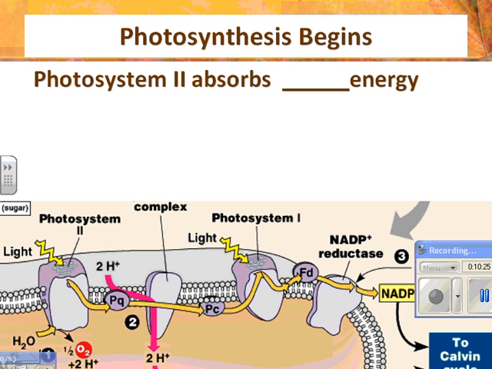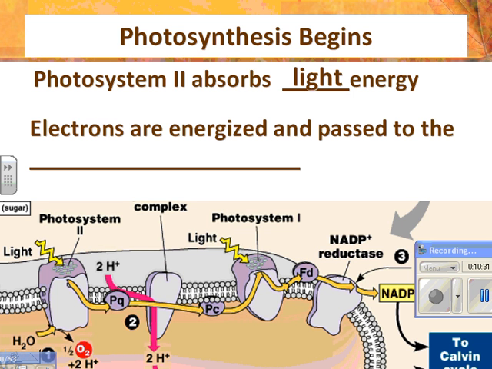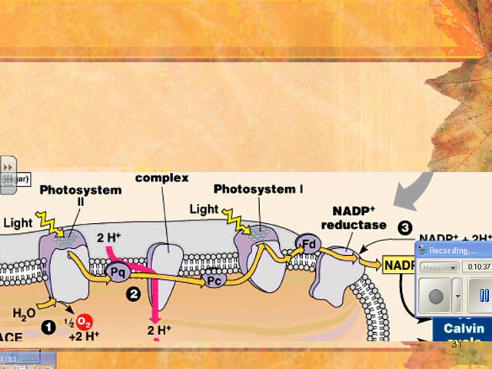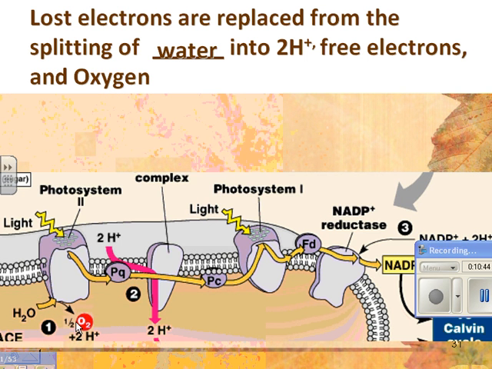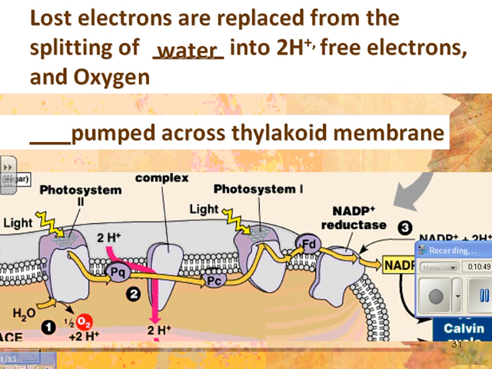So photosystem 2 absorbs light energy. That's right here. And this is just putting it all in order. Electrons are energized and passed on to the electron transport chain. That's here. Lost electrons are replaced from the splitting of water into 2 hydrogens, free electrons, and oxygen. Then right here, you have hydrogen ions pumped across the thylakoid membrane. So you're shoving tons and tons of hydrogens in here.